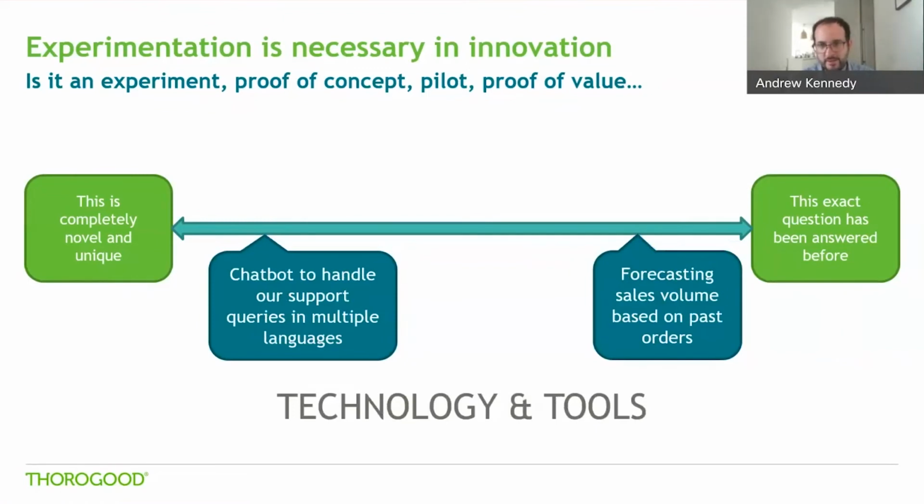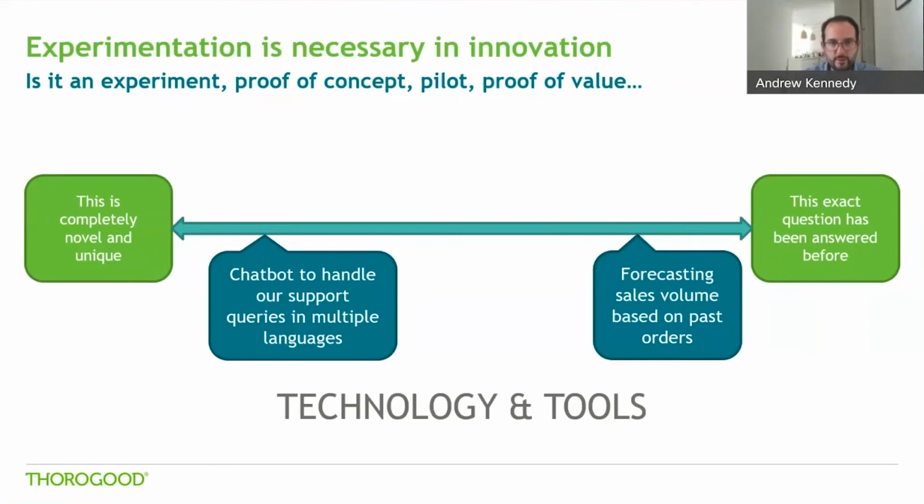And then the third axis that I'll call out, the final one, is technology and tools. And so here we've got a couple of examples. If you're using a chatbot to handle support queries in multiple languages, that's one that a client came to us with, and it was one where we were using sets of tools and technologies that they hadn't used before. And even that, probably in that combination, it's a more bespoke combination of tools and technologies to deliver that.